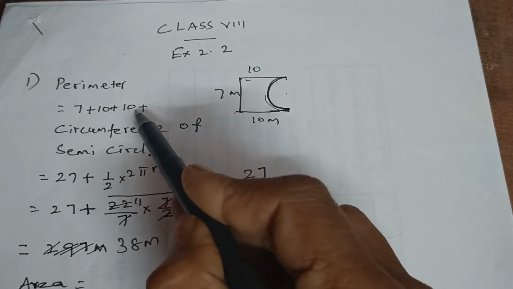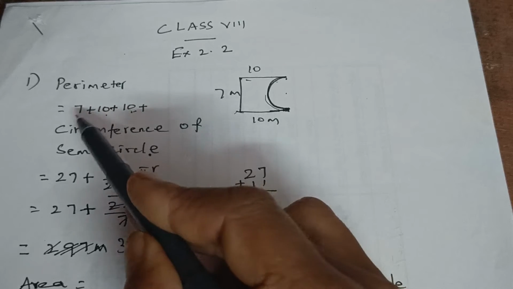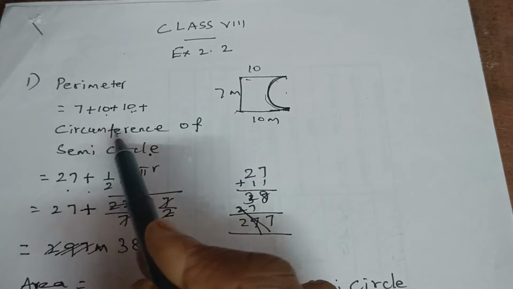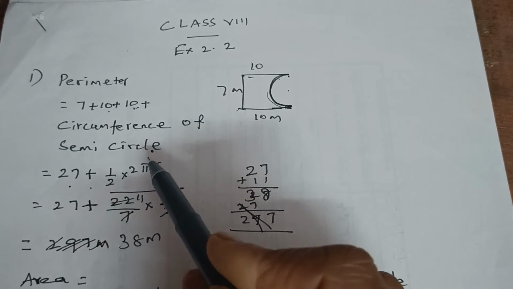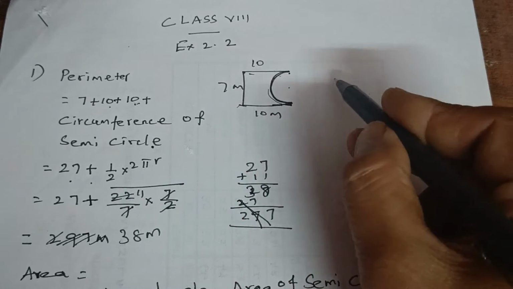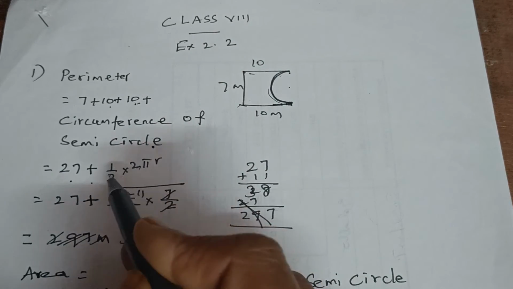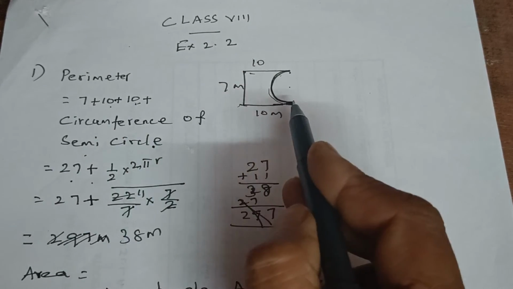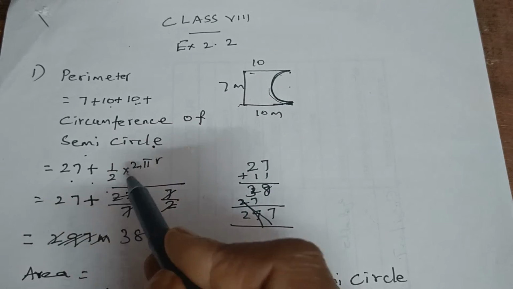Now 10 plus 10 is 20, plus 7 is 27, plus the circumference of the semicircle. We have to write the formula. Circumference of a full circle is 2 pi r. Semicircle means it is half of the circle. So it is 1/2 into 2 pi r.